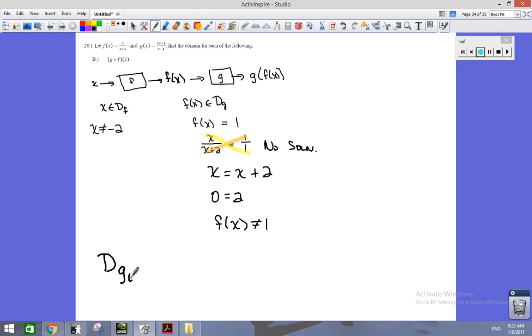The domain is all real numbers except negative 2. I hope that helps.